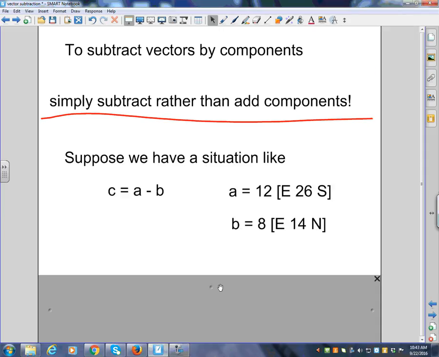So, here's the example. Now, I'm going to give you a simple one where I tell you that it's subtraction. Here we have C equals A minus B, just completely made up, just to show you the steps of vector subtraction. I'm just going to make up numbers. A is equal to 12, east 26 south, and B is equal to 8, east 14 north.